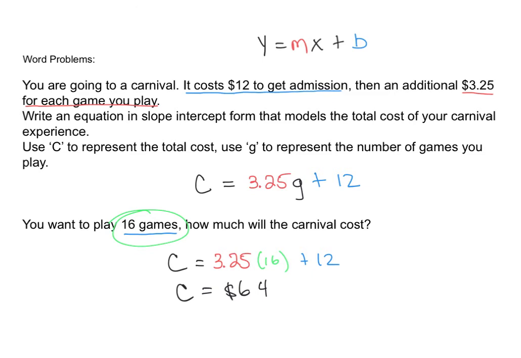Okay, so here at the carnival, it takes $12 to get in. So that's your starting point. You have to pay $12 whether you play games or not. And then for every game you play, you have to pay $3.25. So my total cost is represented as 3.25 times G plus 12. If I play 16 games, then 16 times the 3.25 for each game, plus my general entrance fee is going to cost me a total of $64.